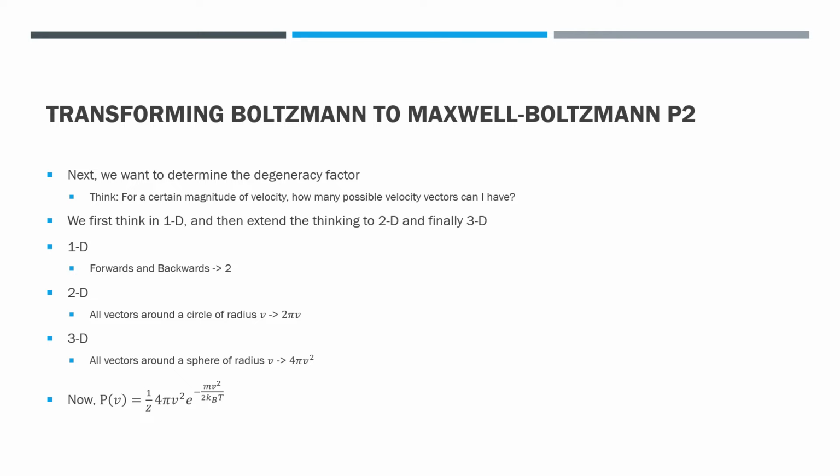Okay, so now we want to determine the degeneracy factor. Remember, we had 1 over z, some degeneracy at a certain energy state, times e to the negative beta Es. We determined what Es was. Now we need to determine what the degeneracy is, right? A good way to think about this is for a certain magnitude of velocity. Remember that we're describing this as a probability density function at a certain velocity, at a certain speed.